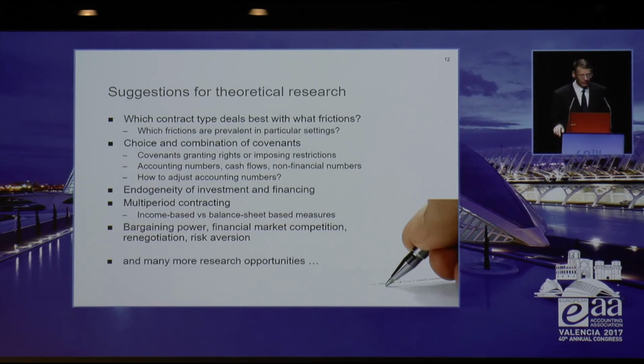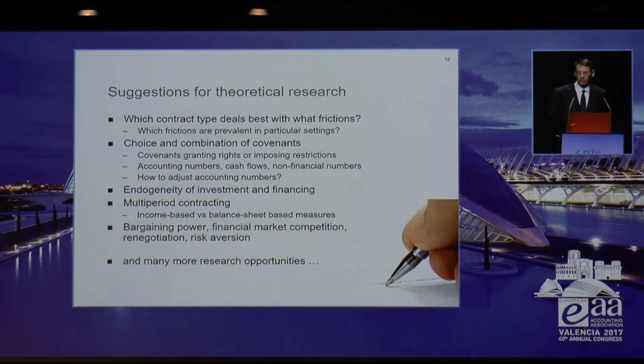So I briefly end with suggestions for theoretical research in the area. Contract type frictions. How does that relate to each other? Because it depends really on the friction that you impose and which are more prevalent in a particular setting. Choice and combination of covenants. We don't know that much about these things. Which kind of covenant would you choose? Would it be based on accounting numbers, cash flows, things like that? How do we deal with adjustments of those things?